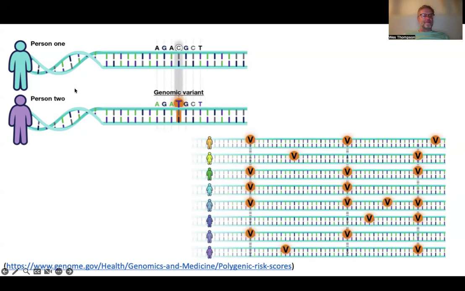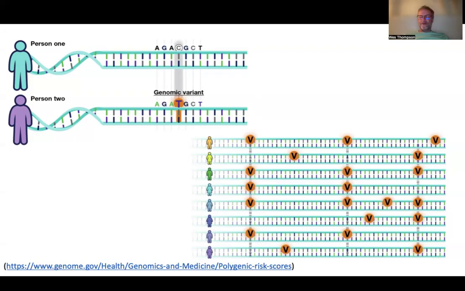So for example, here's person one, person two. They have the same base pairs up to where the one on top has a C, and the person at the bottom has a T. And so this is a place where there's some variation in the base pairs. If this happens with enough frequency in the population, this is called a SNP. And so this is essentially the unit of analysis for the SNP data: looking at who has variants at specific locations.